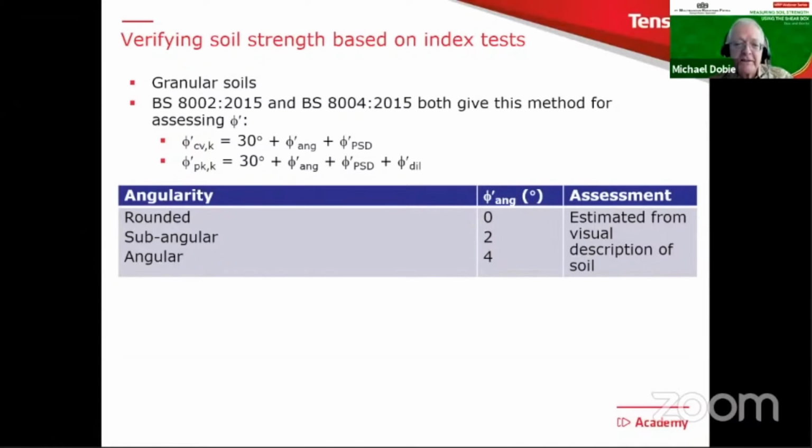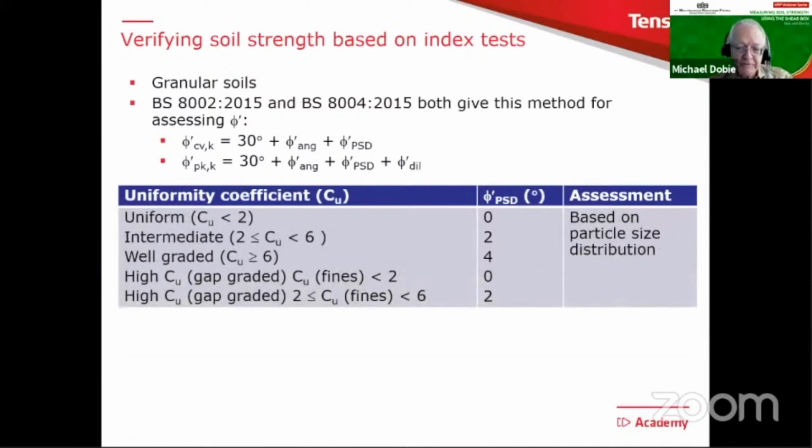So in terms of angularity, between 0 and 4 degrees that you add on, ranging from rounded to angular. When it comes to particle size, again, ranging from 2 to 4, as you go from uniform, which is to say single size material, all the way up to well graded, with some special recommendations there on gap graded soils. So for this, of course, you need to look at your particle size distribution curve. Okay, so that's dealt with the first two.